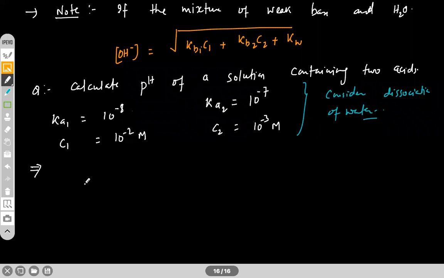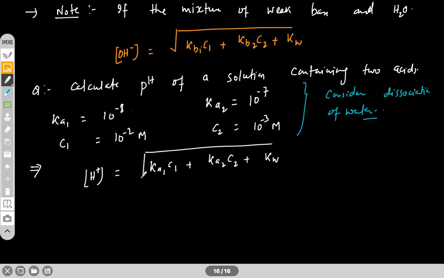Okay, so we have two acids, so it gives H plus. H plus concentration would be root over of Ka1 C1, Ka2 C2, and Kw. Ka1 C1 is 10 to the power minus 10. Ka2 C2 is 10 to the power minus 10. Kw is 10 to the power minus 14. Temperature is not given, we are assuming 25 degrees Celsius.